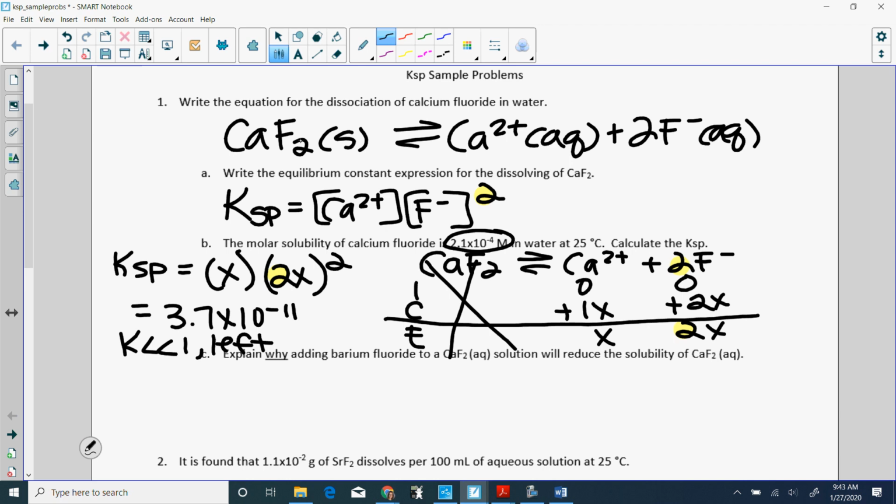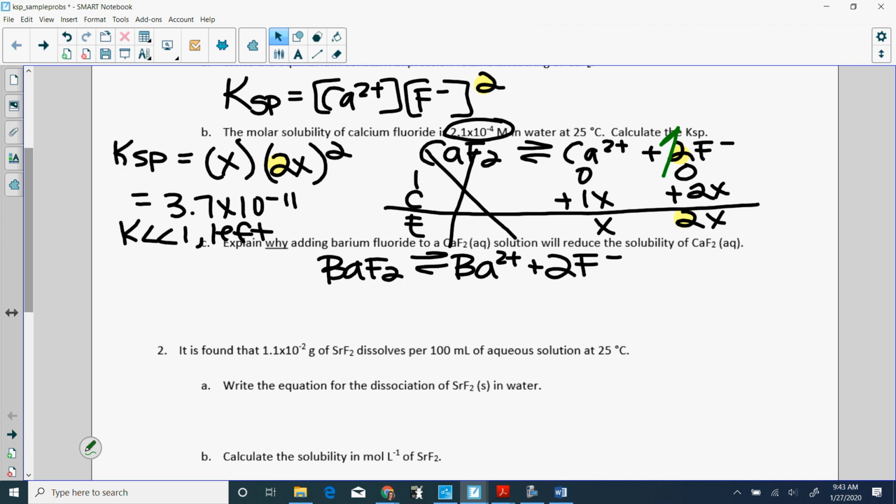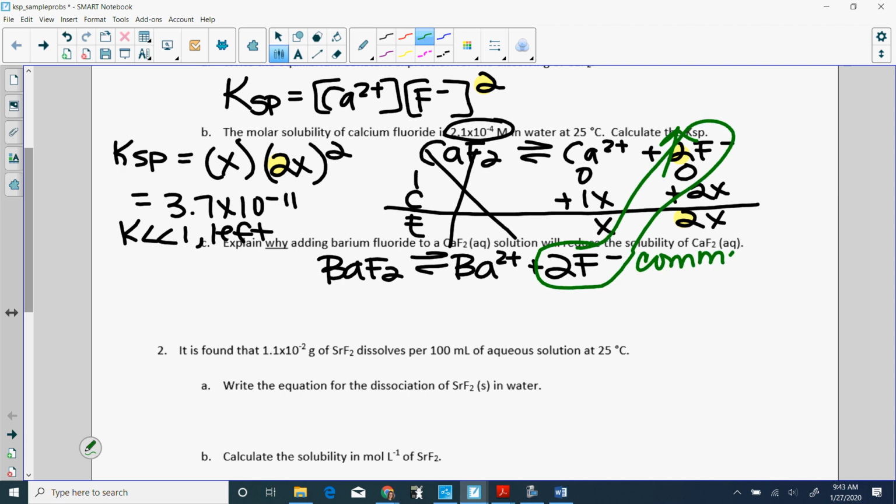Okay? Now for letter C, we have to explain why if I added barium fluoride. Barium's plus 2, fluorine's minus 1. So if I add barium fluoride, I'm really adding a bunch of extra fluoride ions. Here's my common ion. The bariums are just spectators. They're not going to do anything. But the common ion, we know from Le Chatelier, if I add more concentration to my right, it's going to shift it to the other side. It's got to balance it back out. So adding more fluoride ions will shift the equilibrium left.